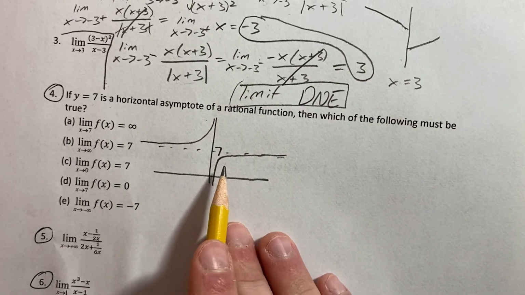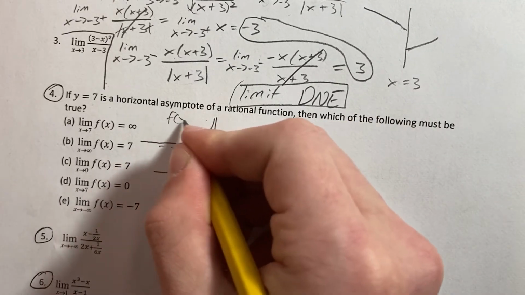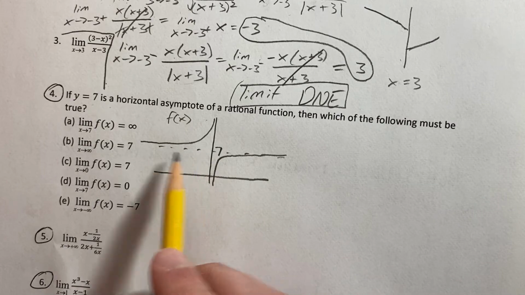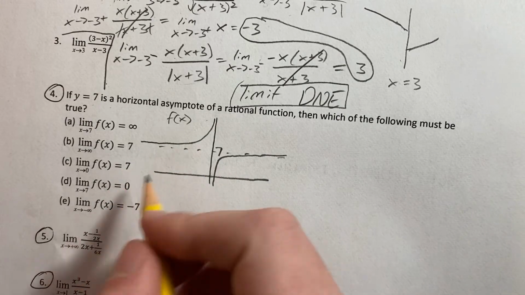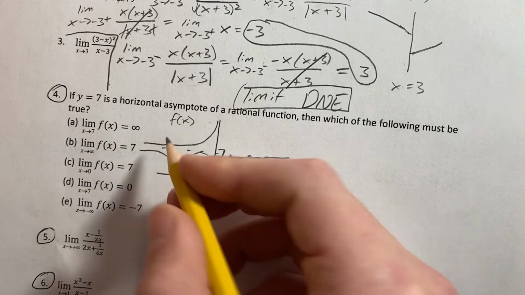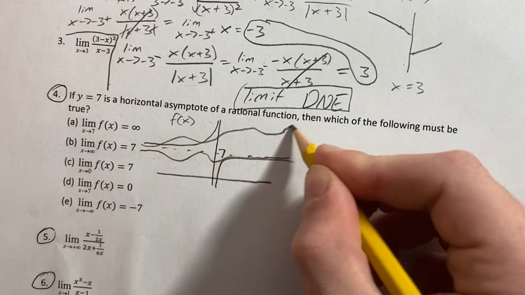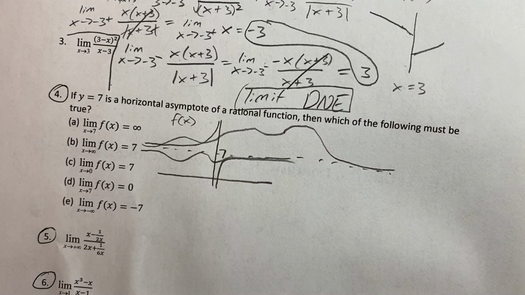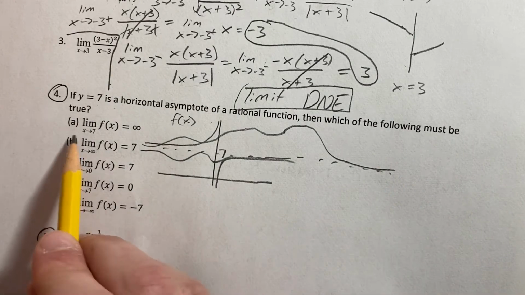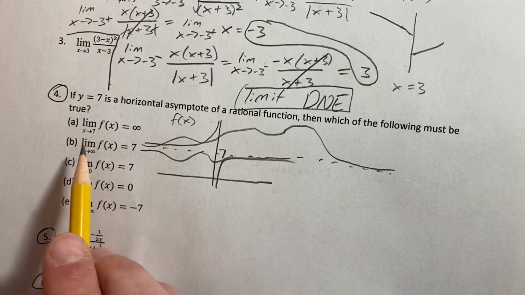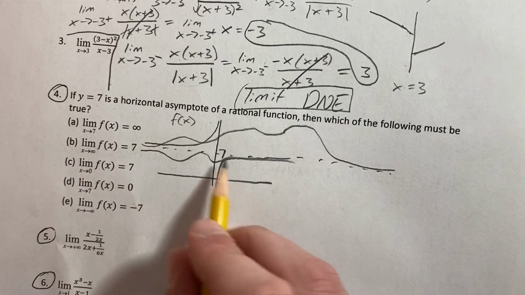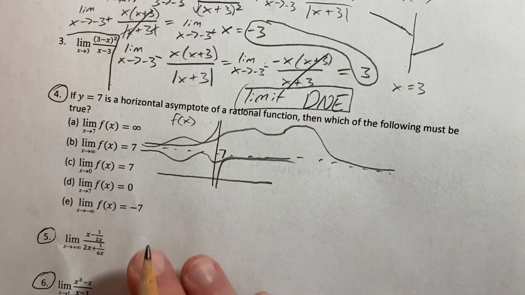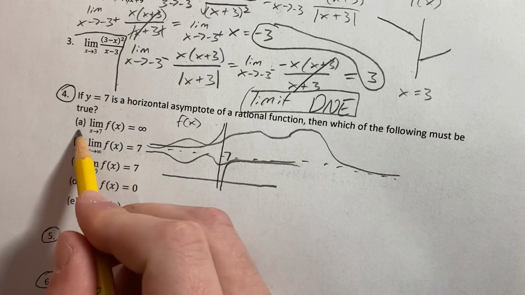What's important is that f of x can be any value it wants, so long as it ends up turning into this line y equals 7. It can do this, it can do that, and it can go as far as it wants as long as at some point it settles in to y equals 7. We're going to take that information and look at the potential solutions. The limit as x approaches 7 of f of x, you have no information about, because that could be any one of these values since it can go wherever it wants in between. So it's not that one.